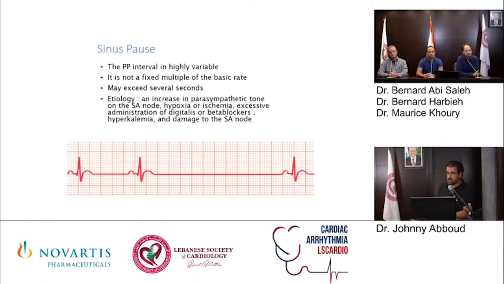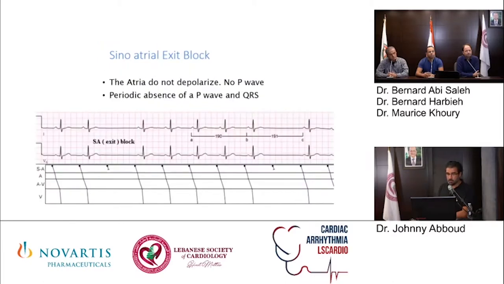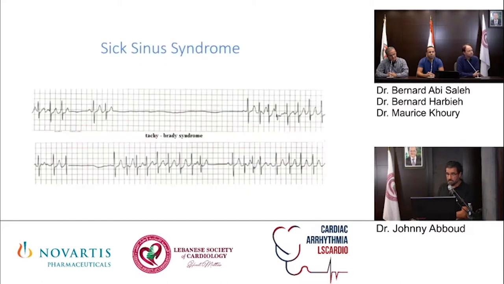It can be secondary to ischemia, to medications like beta blocker, digoxin, electrolyte disturbances, and other diseases of the sinoatrial node. We have also another sinoatrial problem, which is the sinoatrial exit block. At this time on the EKG, you will see that the PP interval during the pause is a multiple of the PP interval in normal sinus rhythm. So this one can also cause syncope.